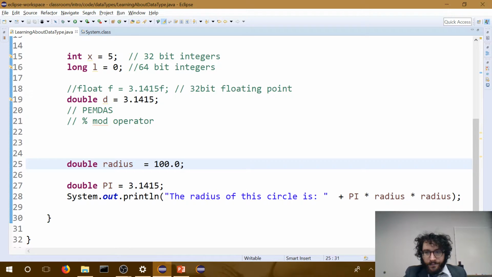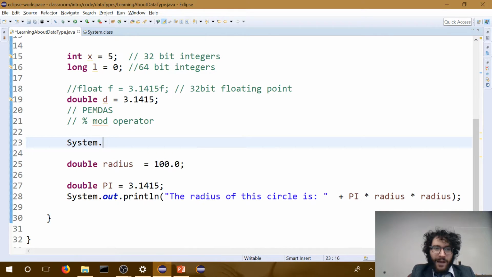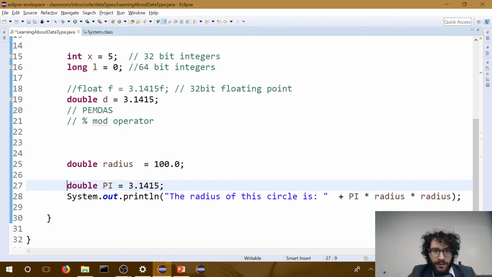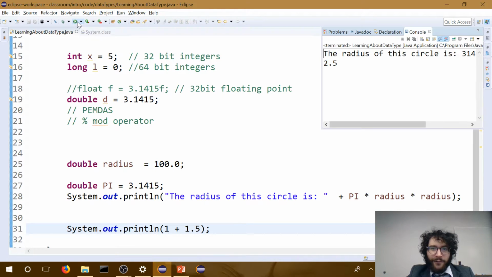So that's pretty cool. Let's show another example of that. System.out.println. We've got 1 plus 1.5. That'll give us 2.5. What happens is that the 1 over here gets converted into 1.0, and then it gets added to 1.5. 1.0 plus 1.5 is 2.5. Pretty easy math there. I'm not going to do any really challenging math here.